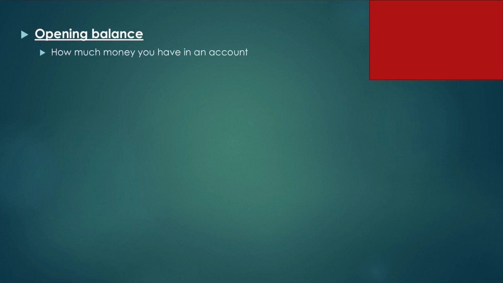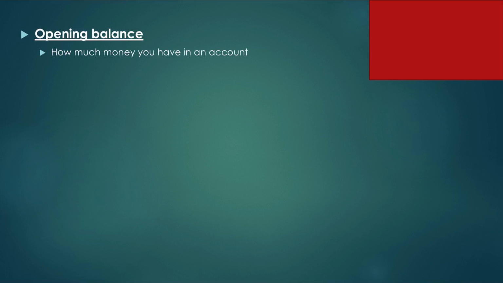Okay, so some definitions off the start. We're going to be looking at accounts and the different characteristics for different accounts and how they work. One of the common things you'll see on an account is opening balance. This is how much money you have in an account.